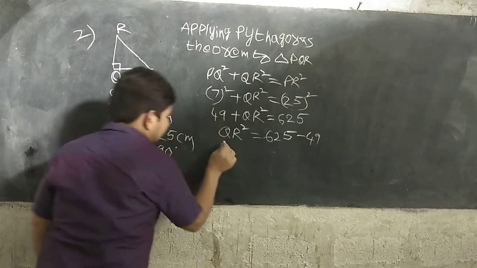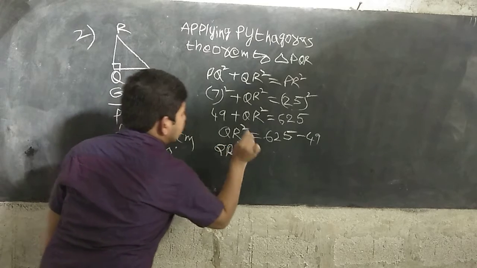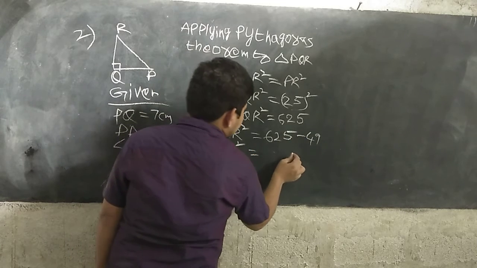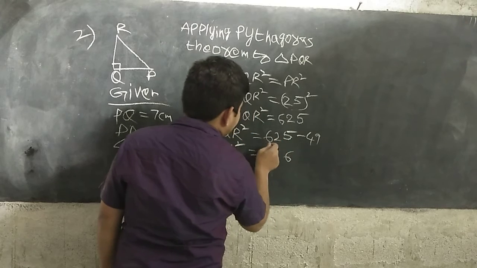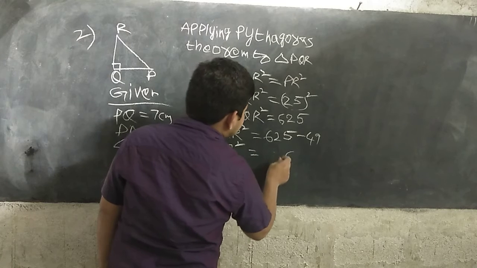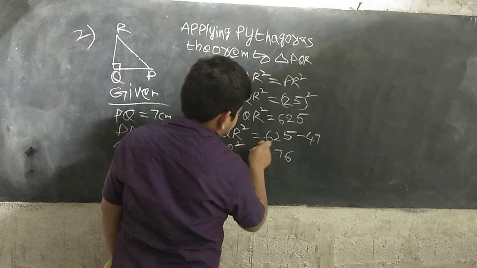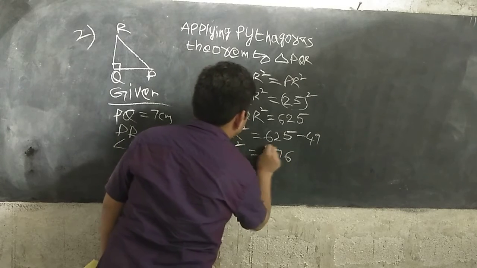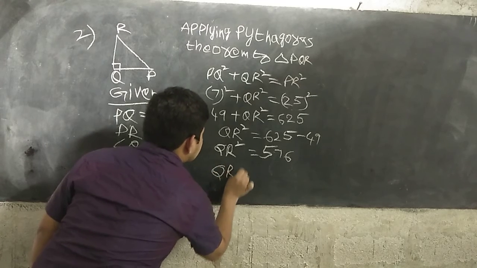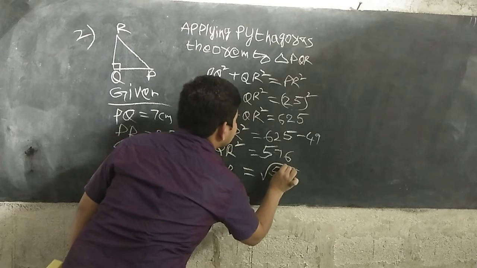Now QR square equal to 576. Okay, 15 minus 9 equal to 6. 11 minus 4 equal to 7. 1 is borrowed now. What is remaining? 5. So 576. Now QR equal to under root of 576.